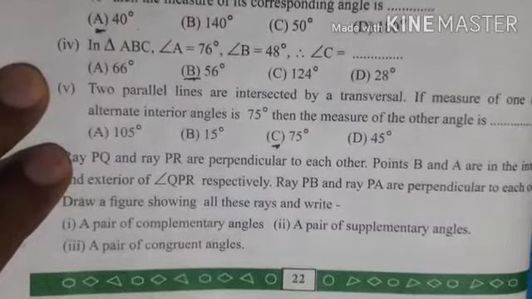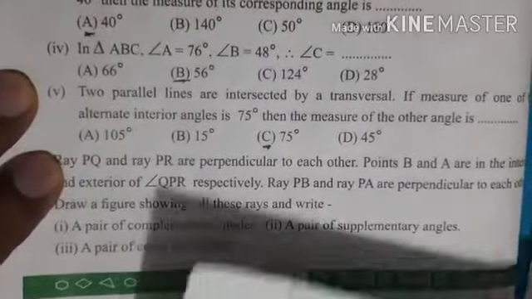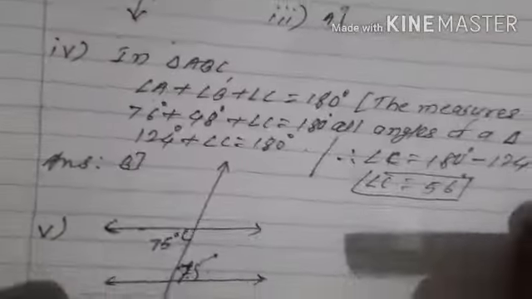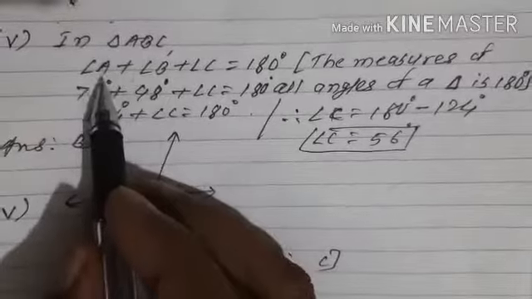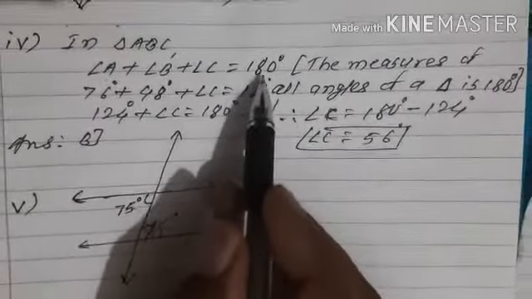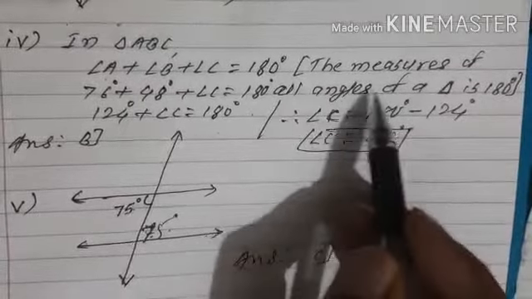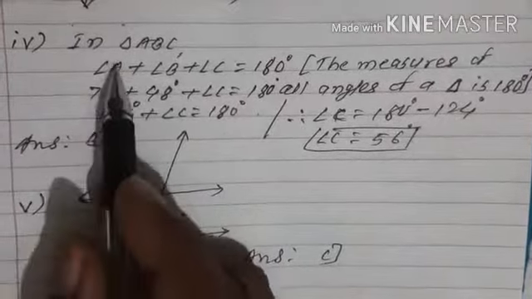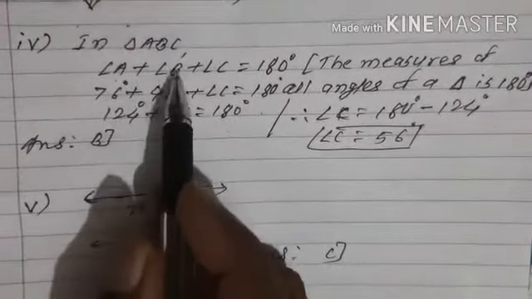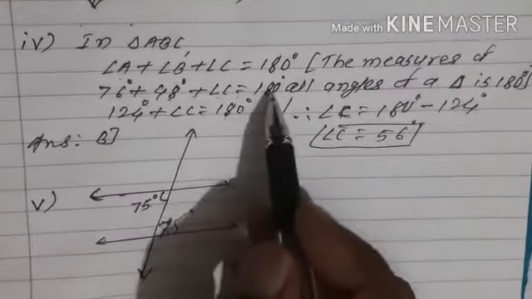Now fourth sub question, in triangle ABC, angle A is 76 degree, angle B is 48 degree, then you find angle C. The sum of the measures of all angles is 180 degree. Therefore I write in this way, in triangle ABC, angle A plus angle B plus angle C is 180 degree. The reason is given, the measures of all angles of a triangle is 180 degree. Substitute the values here, angle A 76 degree plus angle B 48 degree plus angle C as it is, this is equal to 180 degree.